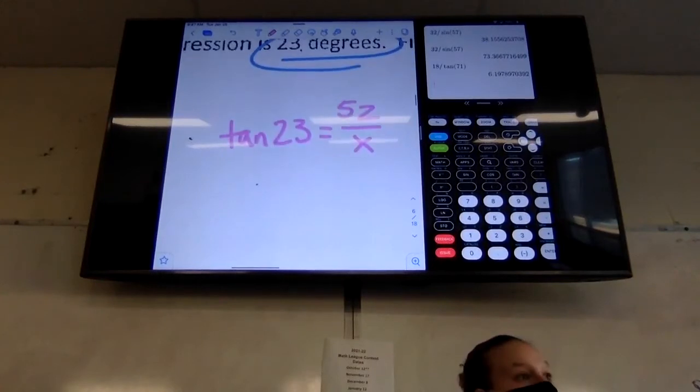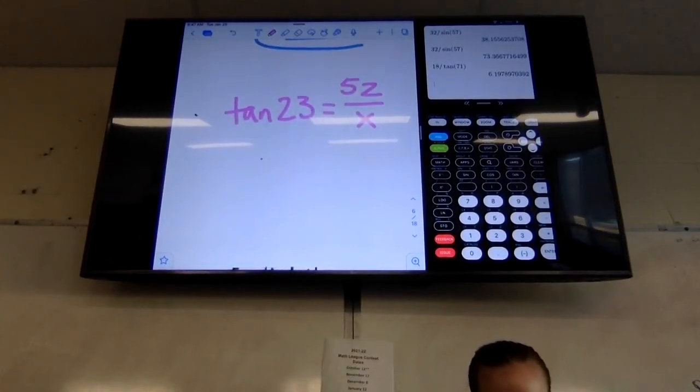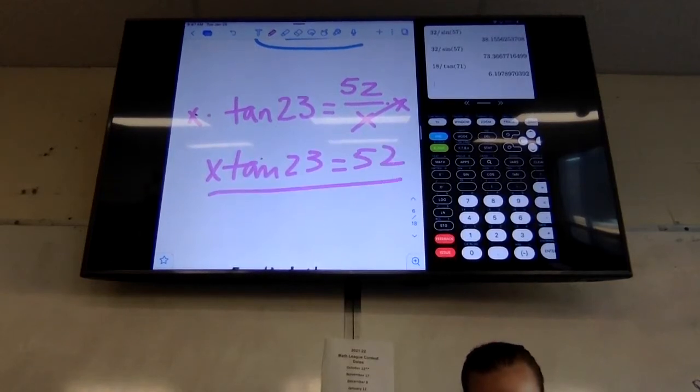Good. Great. We just spent like 10 minutes doing this with two other problems. So we're going to solve it the exact same way, simplify the exact same way. Multiply by X, divide by my tan. Got to get rid of the variable to do anything. And then we're going to divide by tan 23.